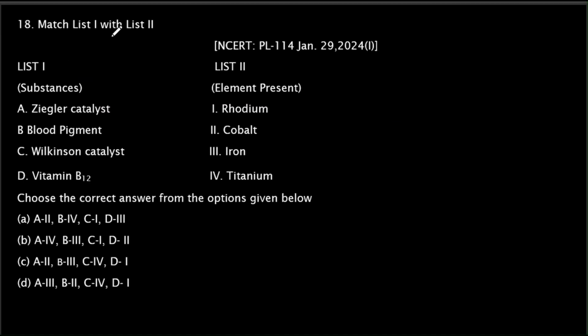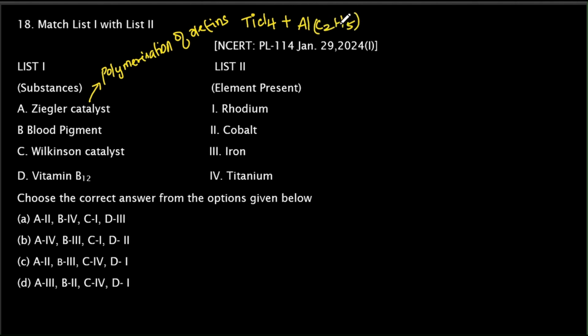The next question, match list 1 with list 2. In list 1, different substances are given, and in list 2, the transition element which is present in that substance is given. You have to match that. So the first one is Ziegler-Natta catalyst. Ziegler-Natta catalyst is used for the polymerization of olefins. It is a mixture of a transition metal compound with an organoaluminium compound. The transition metal which is present is titanium, as the compound titanium tetrachloride, and along with it the organoaluminium compound, that is triethyl aluminium, Al(C2H5)3.